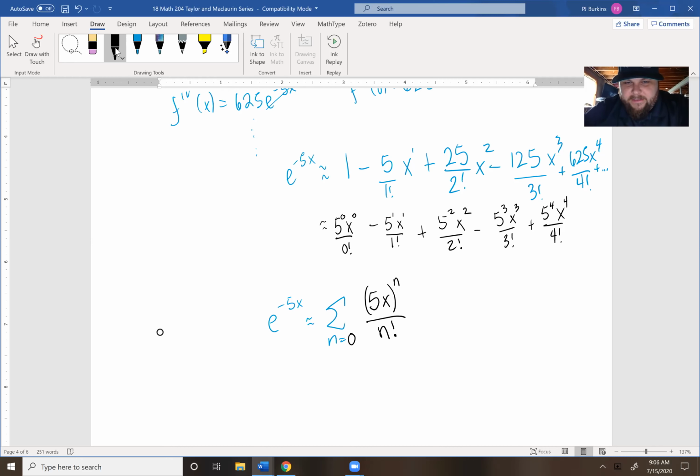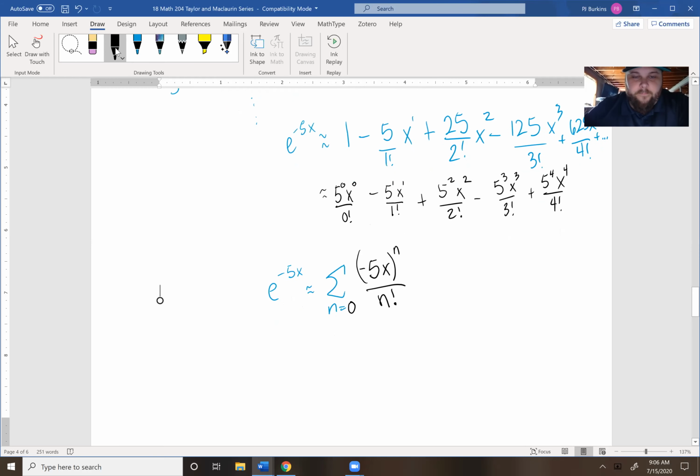We start at a positive, then negative, positive, negative. So it looks like it's negative 1 to the n. Right, negative 1 to the 0 power is positive 1. Negative 1 to the first power, which would be that term, is negative. So all the odds are negative. And that means, because it's power n as well, we can just throw it in there. So this is the power series representation for e to the minus 5x.